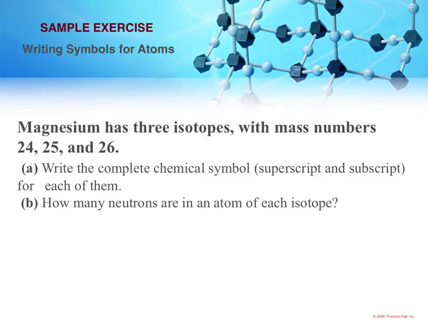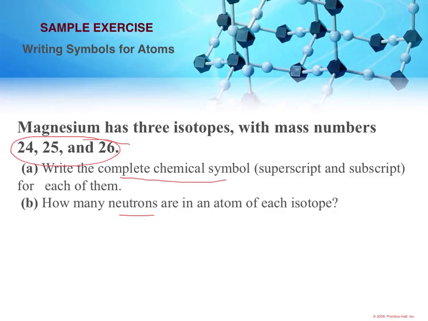Magnesium has 3 different isotopes, and they're referred to as magnesium 24, magnesium 25, and magnesium 26. Using the rules that I gave you on the last 2 or 3 slides, write the complete chemical symbol for each of these 3 isotopes and determine how many neutrons are in each of the 3 isotopes.